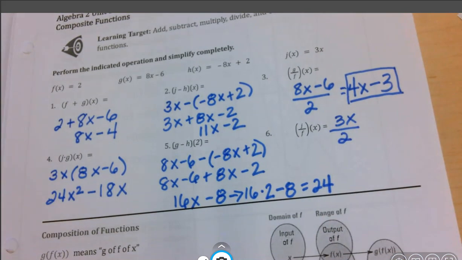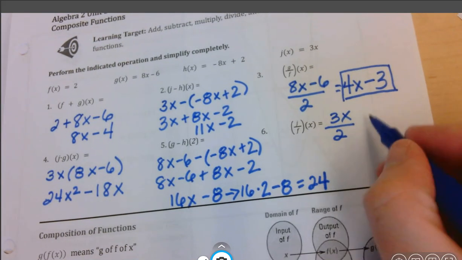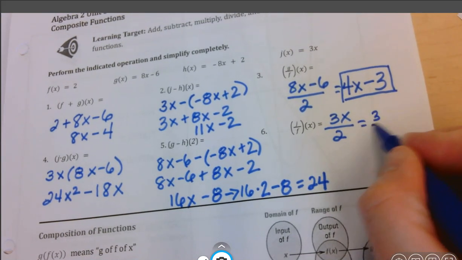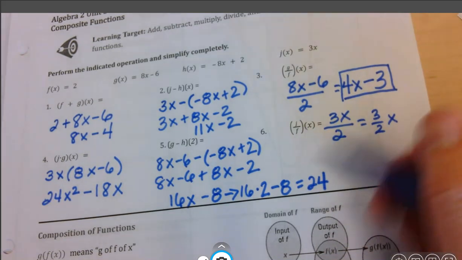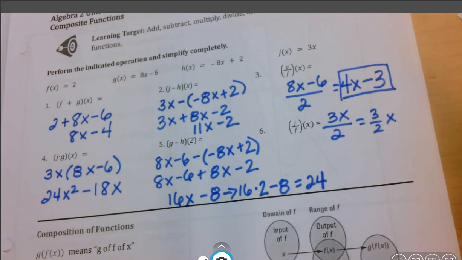Does that simplify? Not really. Did anybody write 1.5x? That's fine. So you could write 1.5x, or you can leave it as 3/2 x. Sometimes some people like to put the 3/2 in front, like that, or you can put 1.5x. But really, if you didn't simplify it at all, I'd be fine with that too.